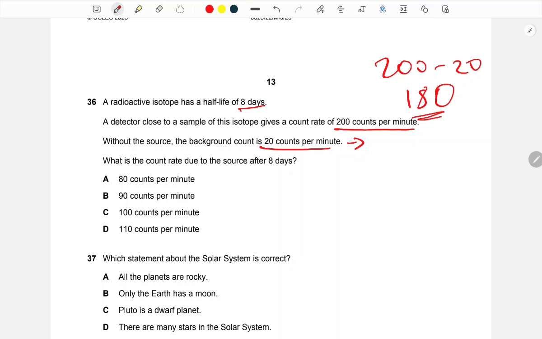And then we're asked the count rate after 8 days. And this 8 days is the half-life. So after 8 days, it would halve. So 180 over 2 would become 90. So this is the count rate of the sample after 8 days. So it's going to be B.